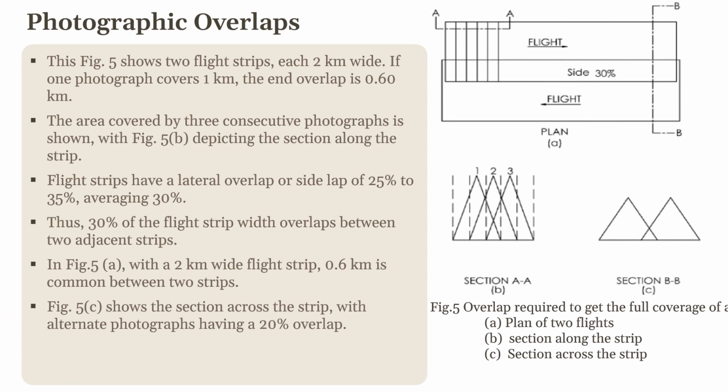Now, in figure 5c, which shows a section across the strip, you can see how the side lap ensures continuous coverage across strips. Additionally, it is worth noting that alternate photos in the same strip often overlap by about 20%. For example, as shown in figure 5b, the overlap between the first and third photograph is 0.2 km. This overlapping helps in maintaining the accuracy and completeness of the aerial survey.